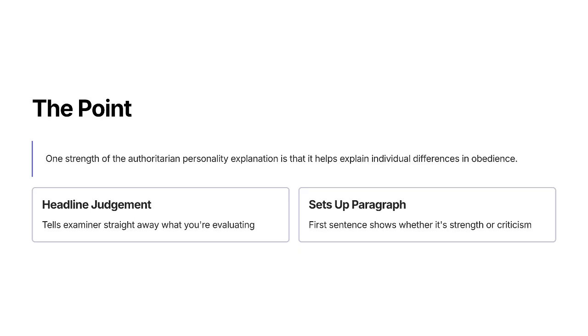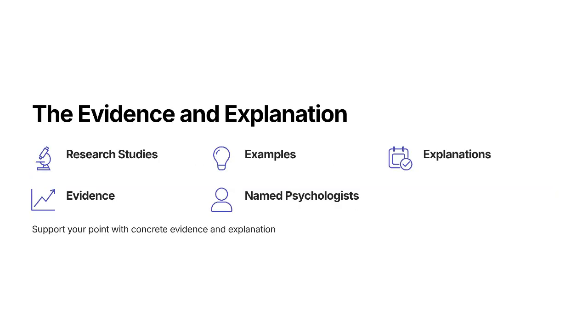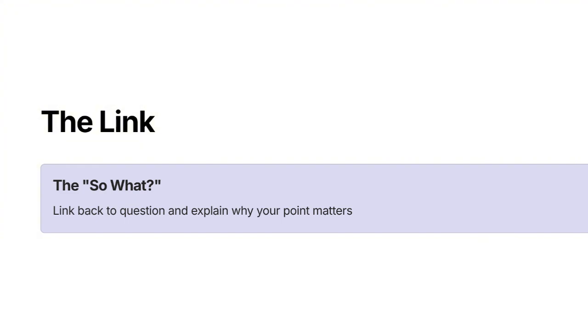For example, one strength of the authoritarian personality explanation is that it helps explain individual differences in obedience. This sentence sets up your paragraph. If an examiner only read your first sentence, they should already know whether you're making a strength or a criticism. Then the evidence and explanation. This is where you support your point by bringing in research, studies, examples, explanations, evidence, named psychologists, and then the link, the so what. This is where you link back to the question and explain why your point matters.